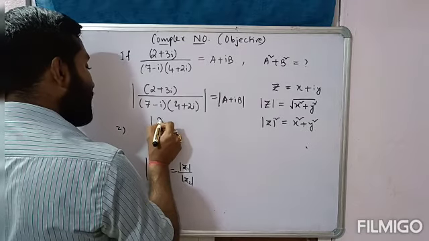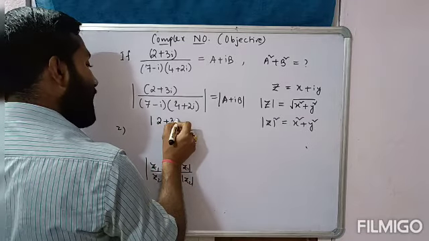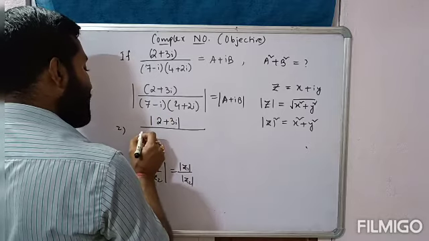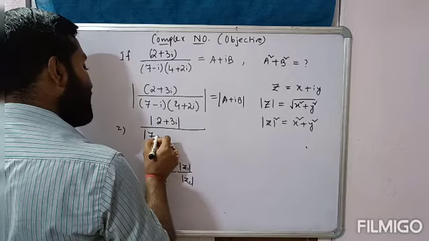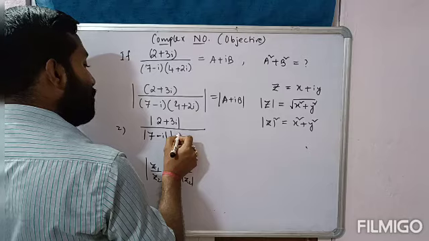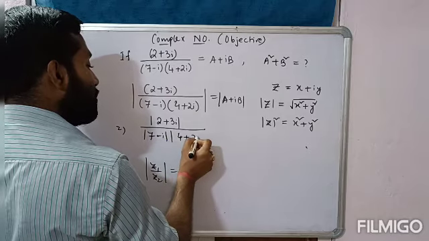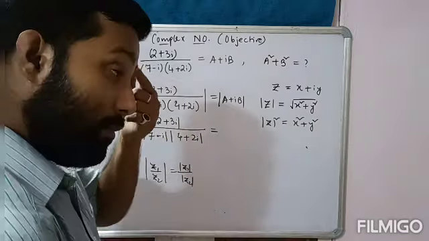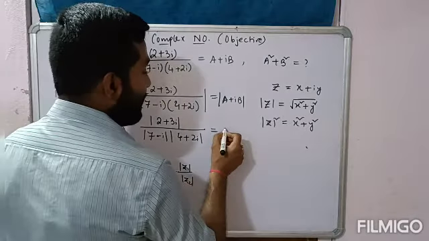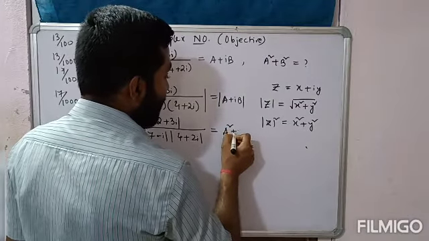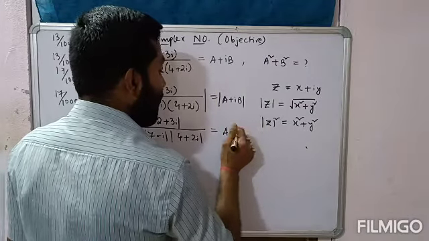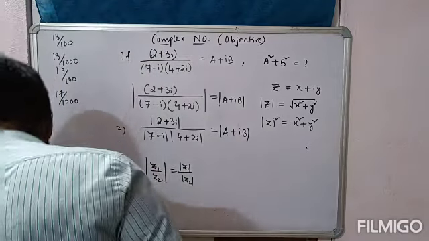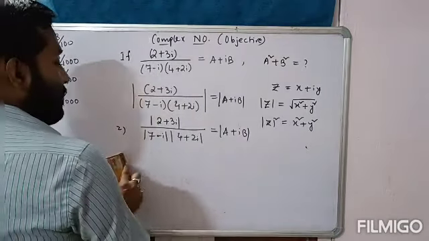So here we can write modulus of 2 plus 3i divided by modulus of 7 minus i into modulus of 4 plus 2i, which is equal to modulus of a plus ib. Modulus of a plus ib is nothing but root over a square plus b square. And first we write modulus of a plus ib here; in the next step we will eliminate it. All right.